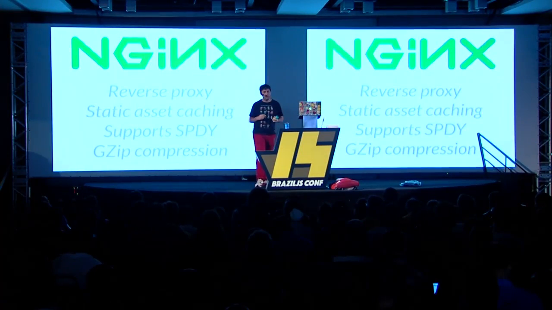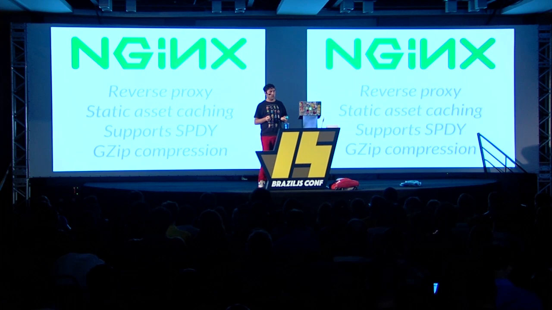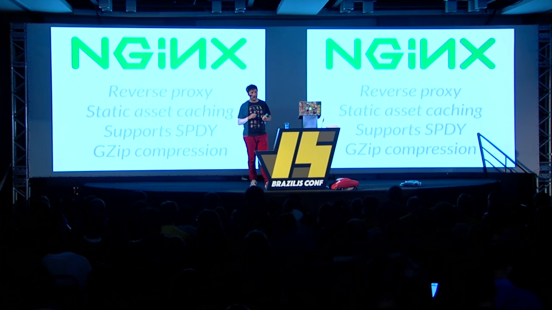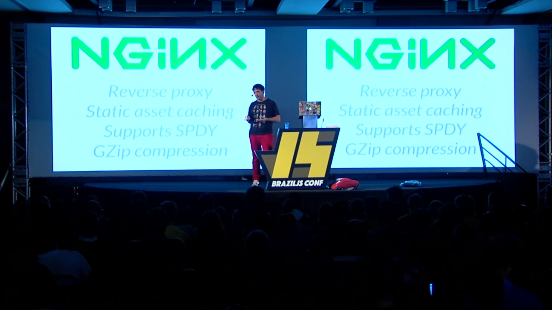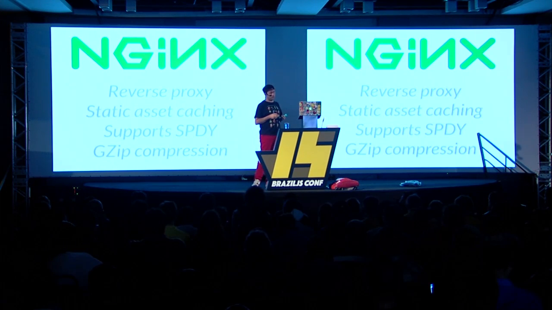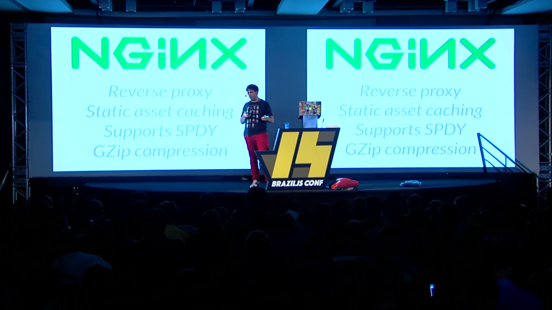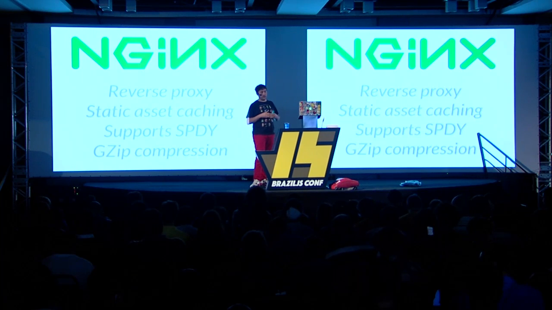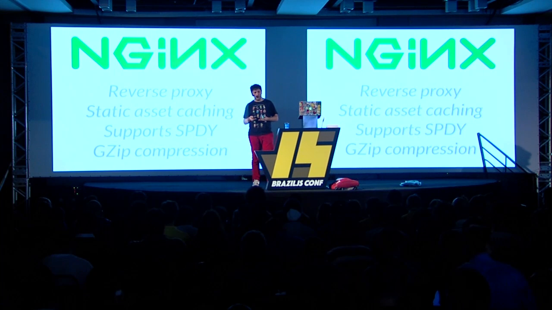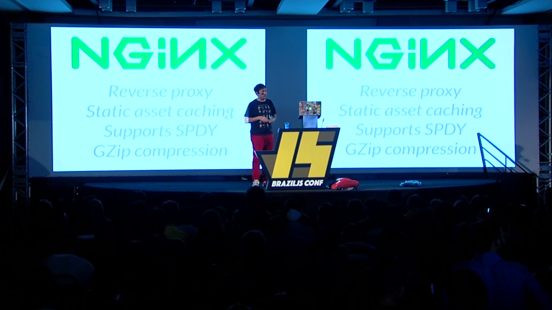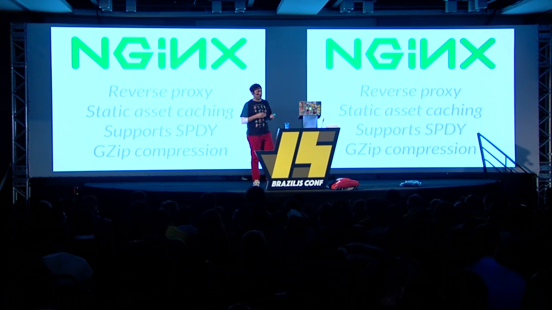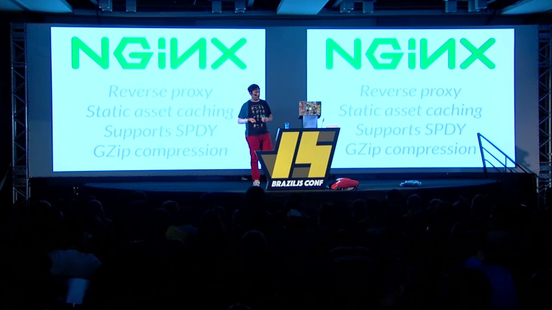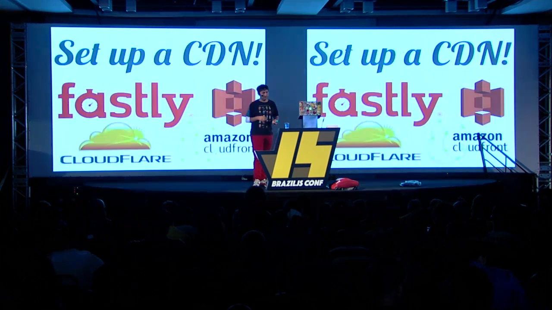Okay, so first thing, look into Nginx. It's a reverse proxy that you can put in front of your front-end servers. It gives you static asset caching. It supports SPDY, which is the precursor of HTTP2, so it has a bunch of those optimizations in there. It has GZIP compression and makes it very easy to do. It's highly performant, plays really well with Node.js, so look into it if you don't already use it. It's very easy to use.